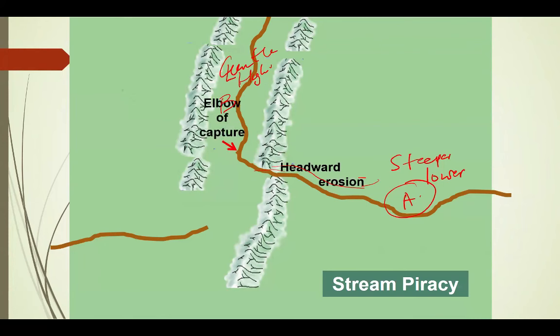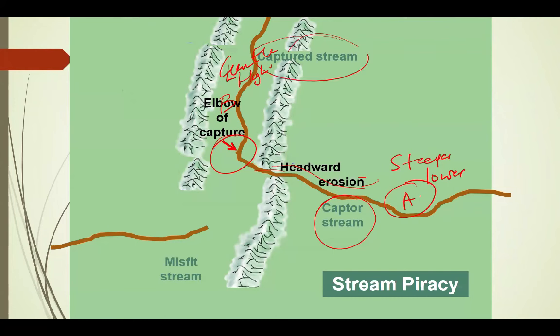Number one, this is the point where these streams joined, which we call the elbow of capture. This river that has taken water from another stream is called a captor stream. The stream that has lost its water to the one flowing in the lower lying area is called the captured stream. And this stream that no longer receives water because the water has been diverted is called a misfit stream.